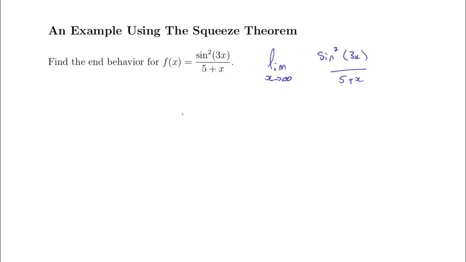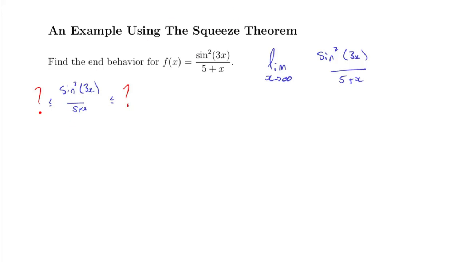What we need to do is to come up with some bounds. So we have to say that sine squared of 3x over 5 plus x is bounded above by something and bounded below by something. Some functions. And remember, we're going to look at the limit as x goes to infinity of all these functions, and if these two are equal to each other, that means the one in the middle has to be as well.